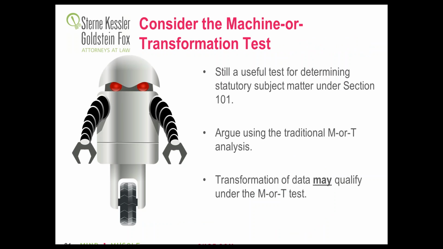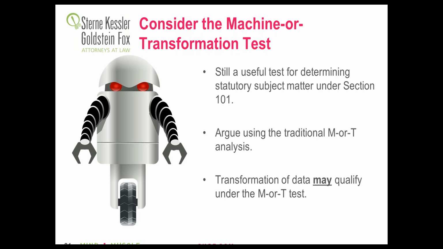Another thing to consider is the machine-or-transformation test. This test is still a valid test. As the Supreme Court has reminded us, it is not the only test, but it's a useful clue. And certainly if you pass the machine-or-transformation test, that is helpful in arguing your 101 eligibility. Now, the courts have reminded us that passing the machine-or-transformation test isn't a guarantee, but it's certainly a solid point in your favor. And it is specifically singled out in the interim guidelines, so that's another positive for it.